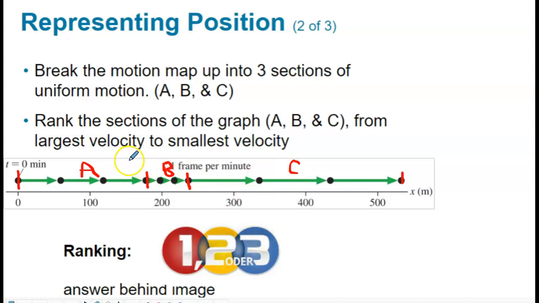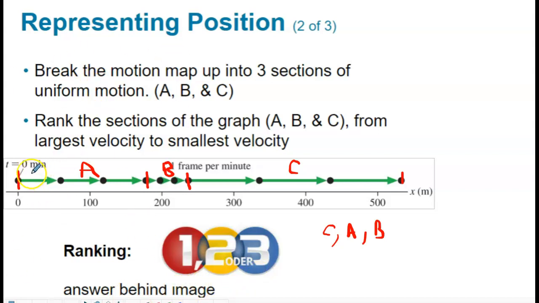We did this already with the first example that we had. The larger the velocity, the bigger the space between the dots, and that would be C is the largest. And then A is the next largest, and then B is the smallest. Trying to write with a mouse isn't that easy, but we'll do okay. So that's just the ranking.